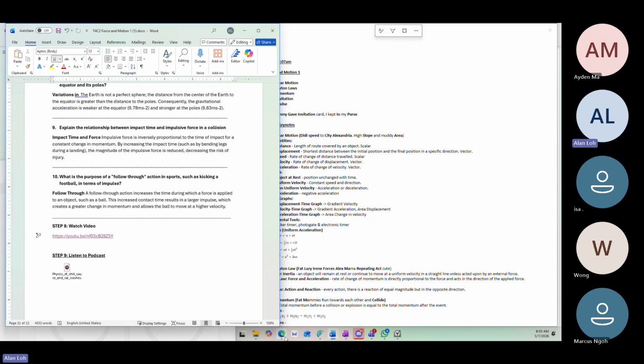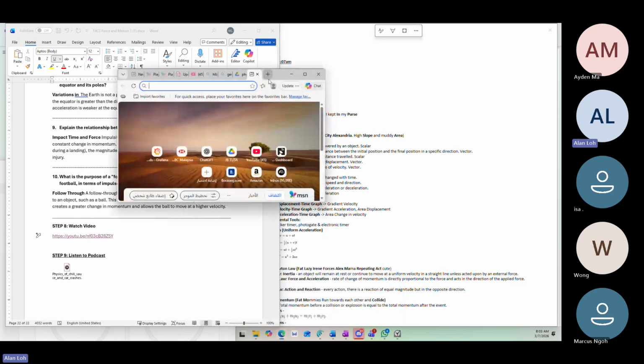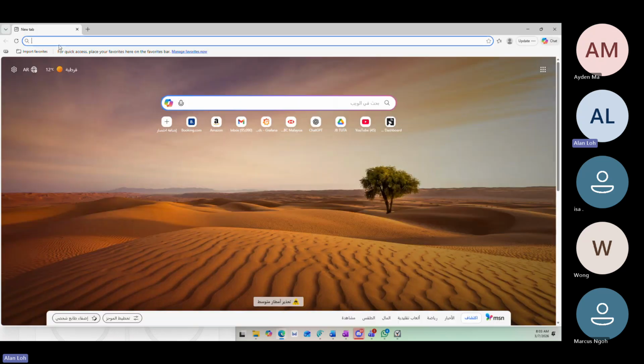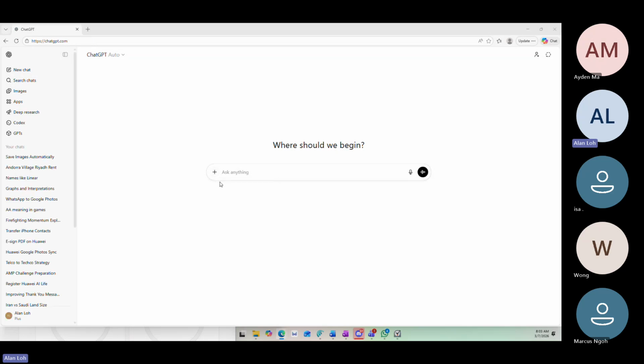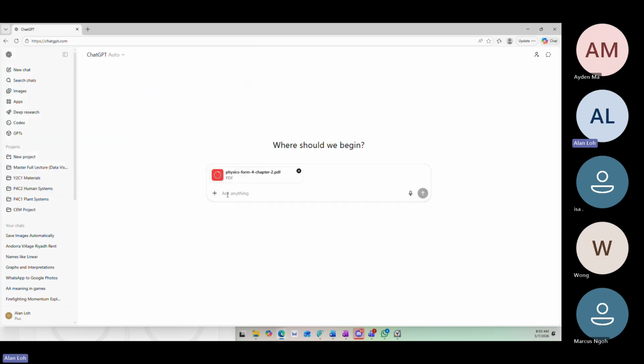Let's do the test. Let's do the test. I'll do the same thing like what we always do before. I will just upload. Okay, put this out, put this in, make it easier. ChatGPT. I'll upload the textbook for this chapter into ChatGPT. Okay, this is Physics Form 4, Chapter 2. Create 10 MCQ and ask me one by one.